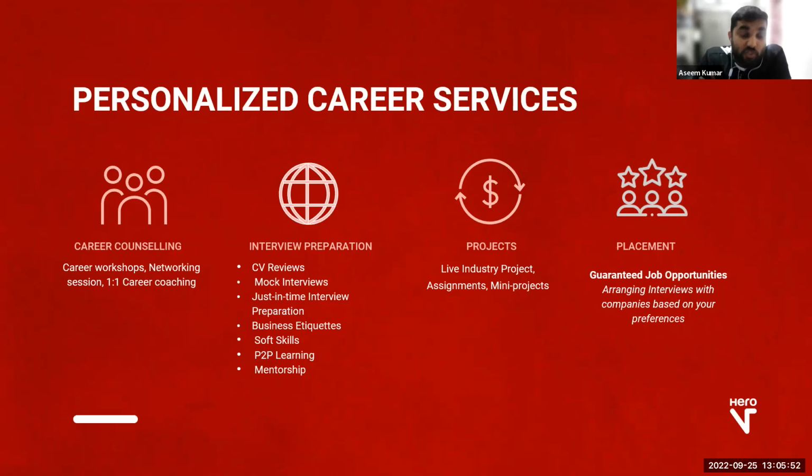In career counseling, we also focus on interview preparation. We train you with the best of our faculties with comprehensive and fine-tuned programs with the help of delivery teams. Along with that, we also prepare you well for the various opportunities that we bring to the table for you. Interview preparation, timely CV reviews, career coaching sessions, just-in-time interviews, tech interviews, preparing you for various aspects of interviews, business etiquette and soft skills, led by Vikram, who is a champion of this field. P2P learning, and mentorship by industry experts from time to time.